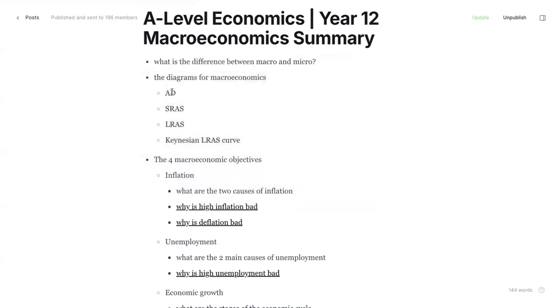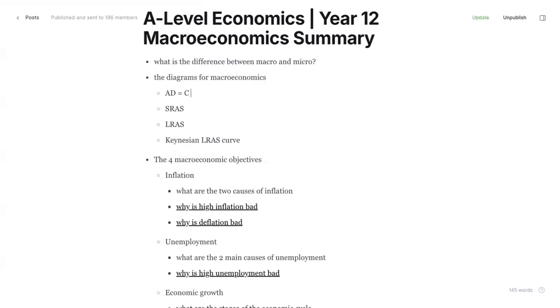So in macroeconomics, you've got aggregate demand, short run aggregate supply, and long run aggregate supply, and also a Keynesian LRAS curve. Let's just know what the factors are of each of them and when to use them. The definitions of them aren't that important. Maybe just AD is total planned spending in the economy, and LRAS is the capacity of the economy. But most importantly, the factors.